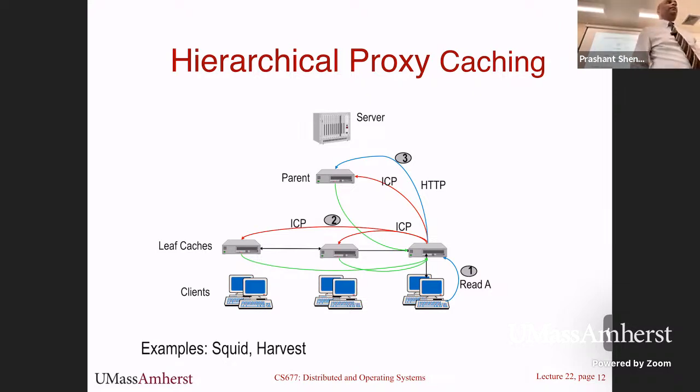We know that the parent doesn't have it because you already asked it with an ICP message. So what will the parent do? It will go ask the server, sending an HTTP message. The response came back, and then you send it back down, and then you send it back to the client that asked for it. Okay, so this is a simple example: every time you get a request and you don't have it, you can ask your siblings, you can ask your parent. If not, you forward it up and have them resolve it, and eventually you'll get the content. Is that clear?